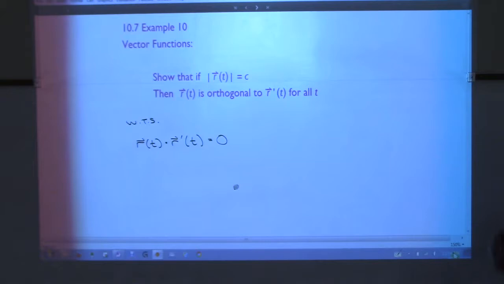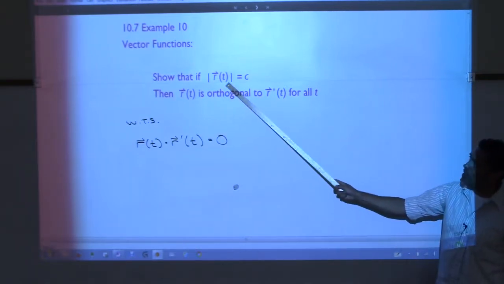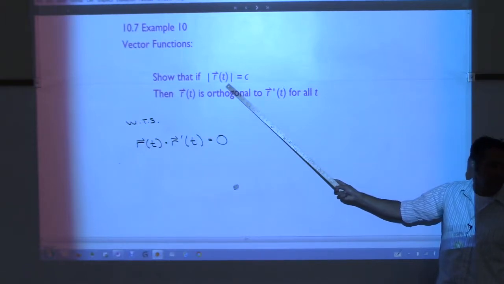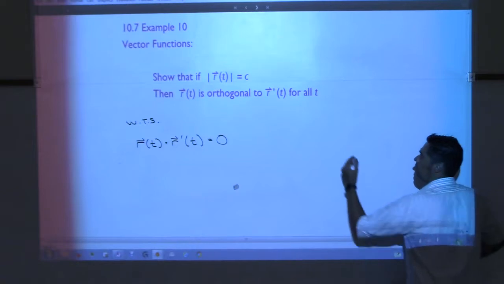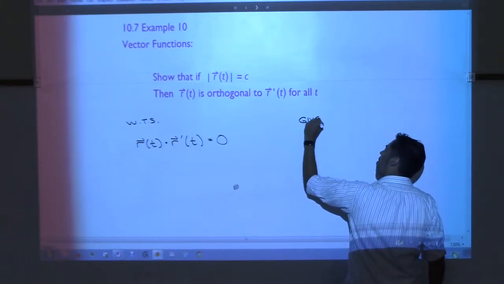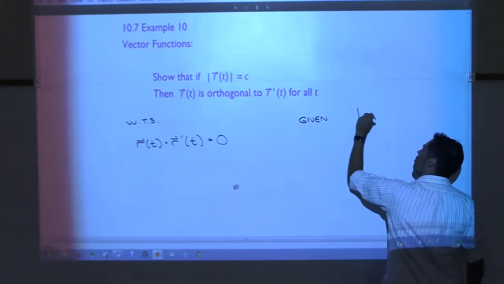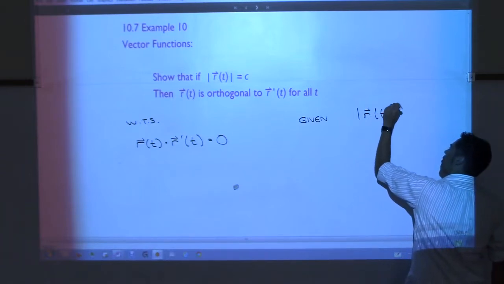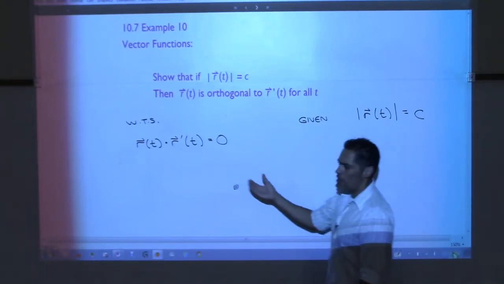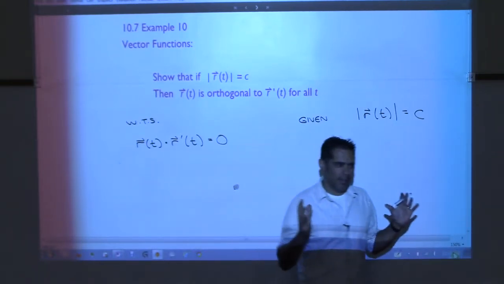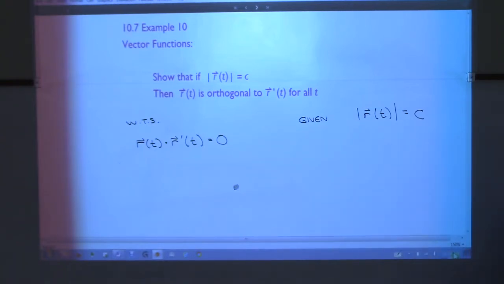So here's what I have to show. The only thing I know is this, right? This is the only piece of information that's been supplied to me. So I'm going to write that down. I'm given that the magnitude of the vector function is a constant. And then I look at that, and I'm like, how in the world can I somehow use this over here? Does anybody have any ideas? I don't expect anyone to, but does anyone have an idea?